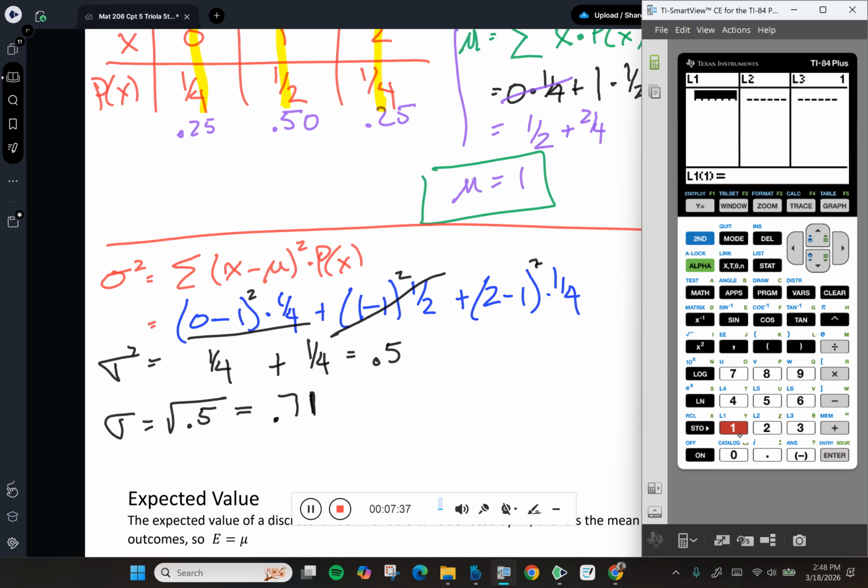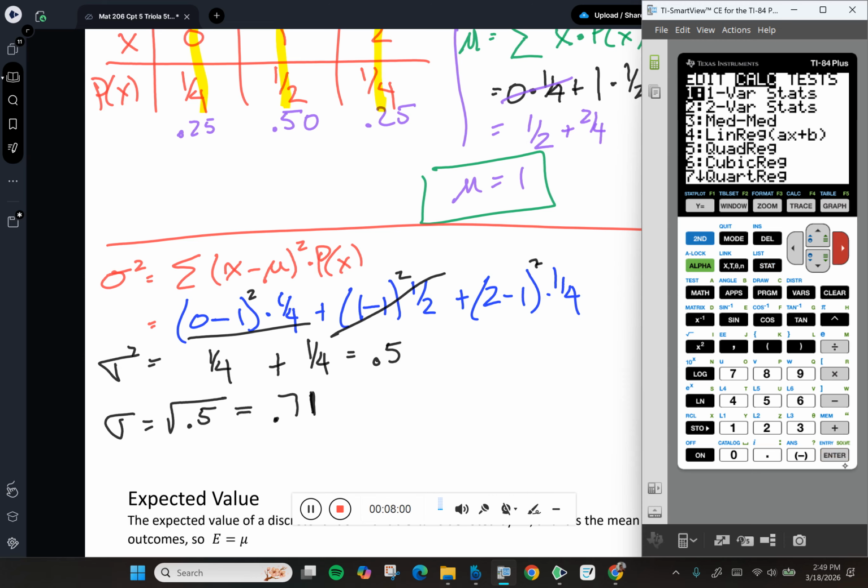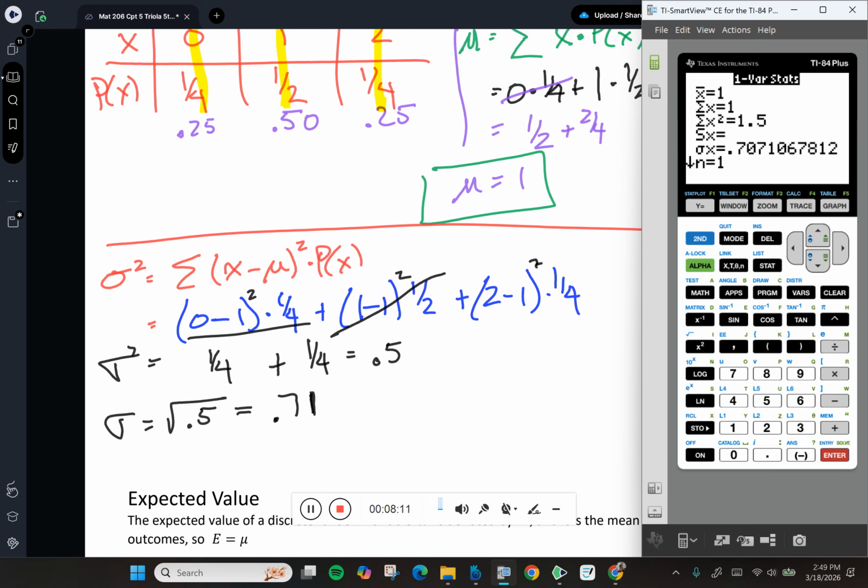Stats, edit, 0, 1, 2, random variables in column 1, right? Probabilities in column 2, 0.25, 0.5, 0.25. Good so far? Right? So column 1 is my random variable. Column 2 are my probabilities. Now I'm going to ask my calculator to run one variable stats. My list will be my x's. My frequency list will be my probabilities. And then I'll calculate, and you'll see, okay, now here's where we have to be careful.